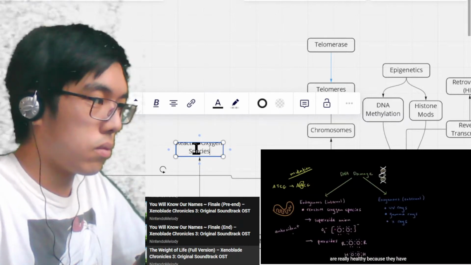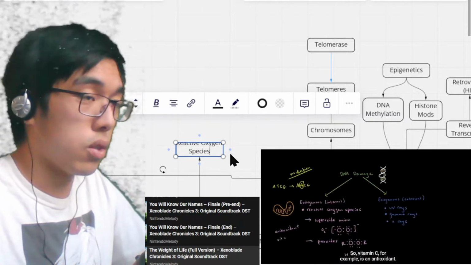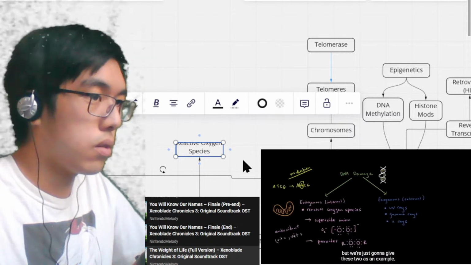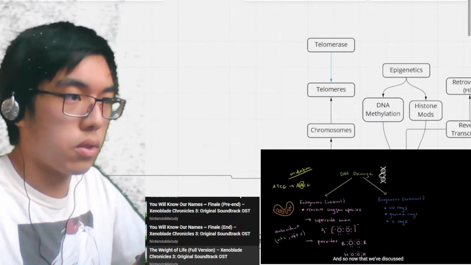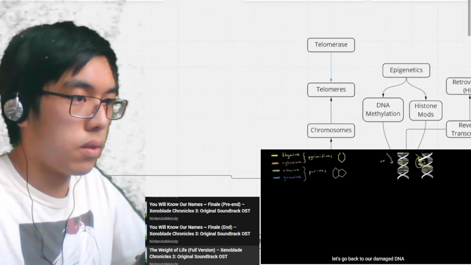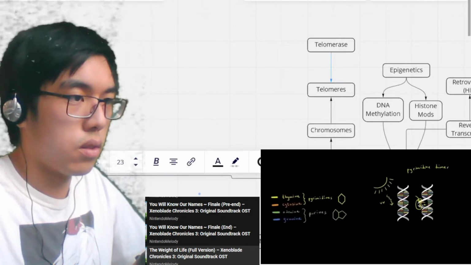You may have heard that certain foods are really healthy because they have a lot of antioxidants, and that's true. So vitamin C, for example, is an antioxidant. Vitamin E, and there are many different types of antioxidants, but we're just going to give these two as an example. Take your antioxidants. And so now that we've discussed some of the sources of DNA damage, let's go back to our damaged DNA and see if there's a way to fix this.